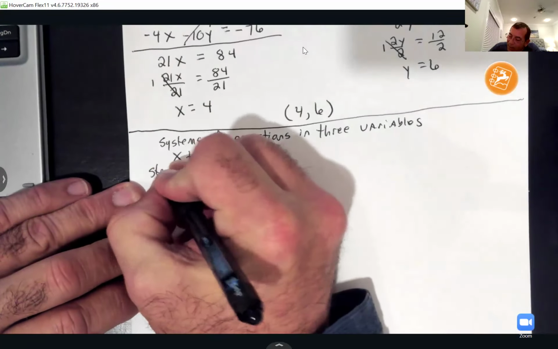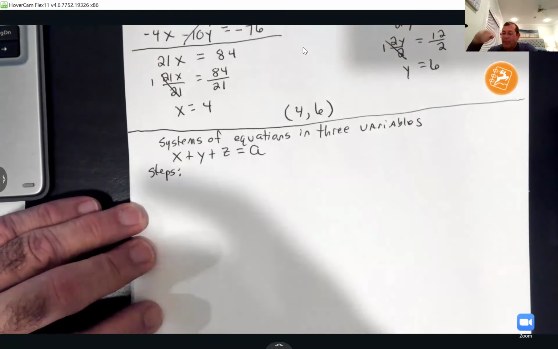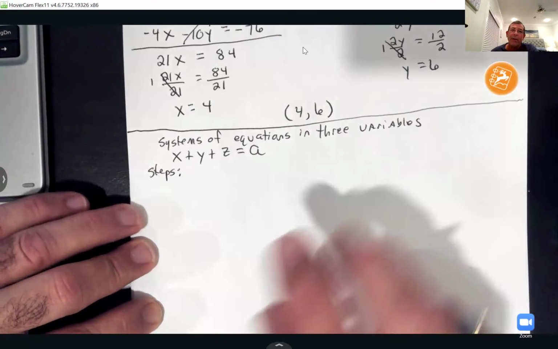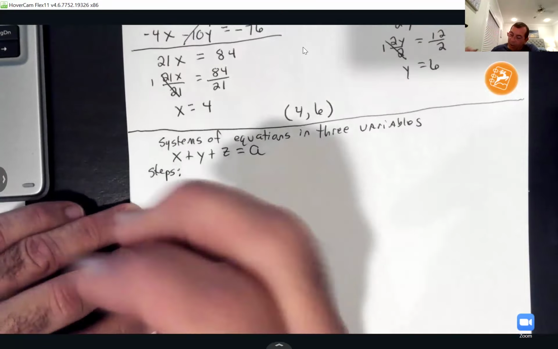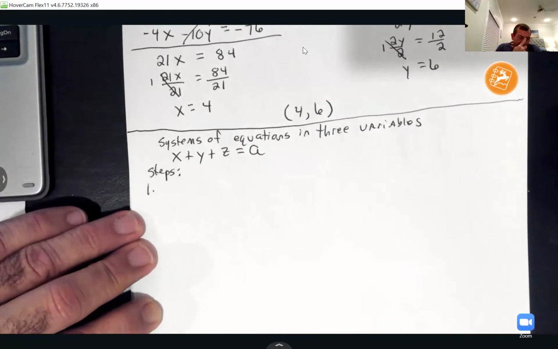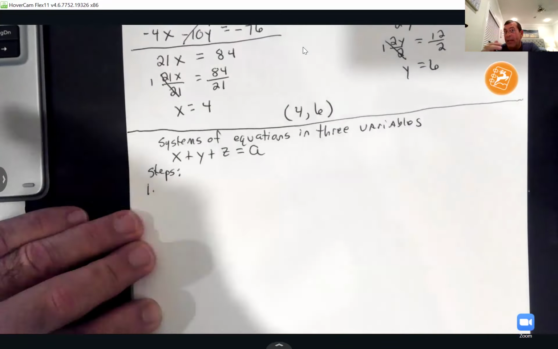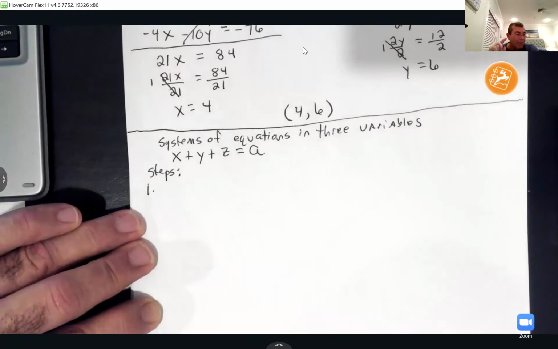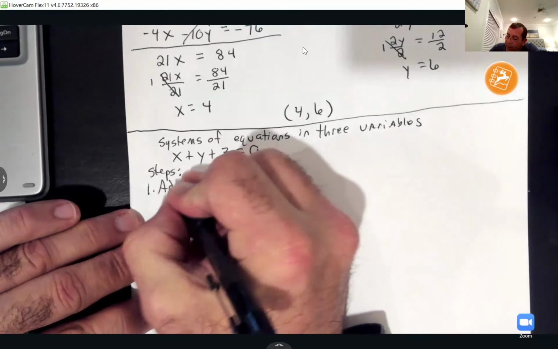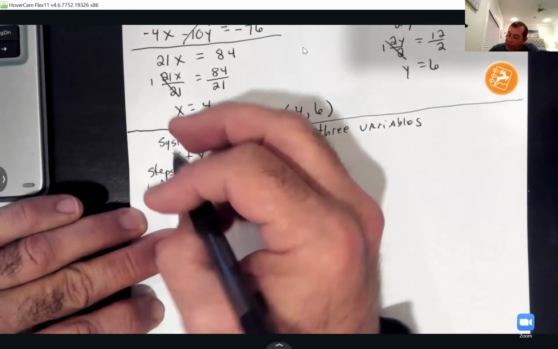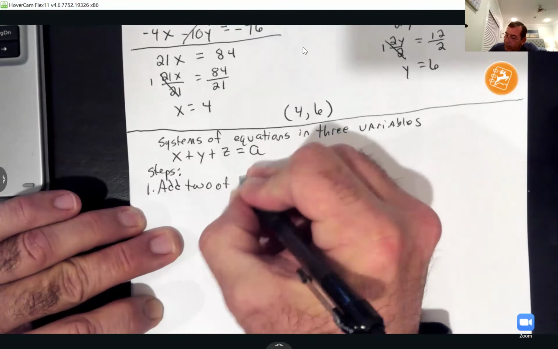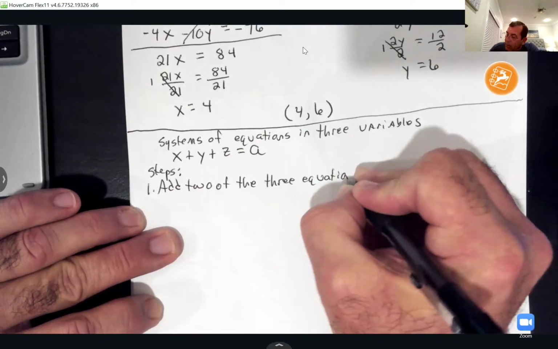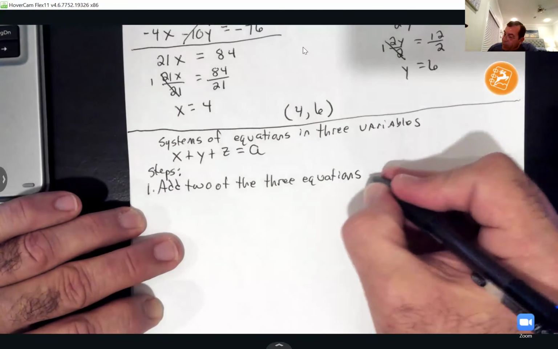So now the main step is turning a 3 variable system into a 2 variable system by eliminating one of these variables. The first thing I'm going to do is pick a variable to eliminate that I think's the easiest out of all 3, because you got to use all 3 of these equations. So what you do first, you're going to add two of the three equations to eliminate one of the variables.